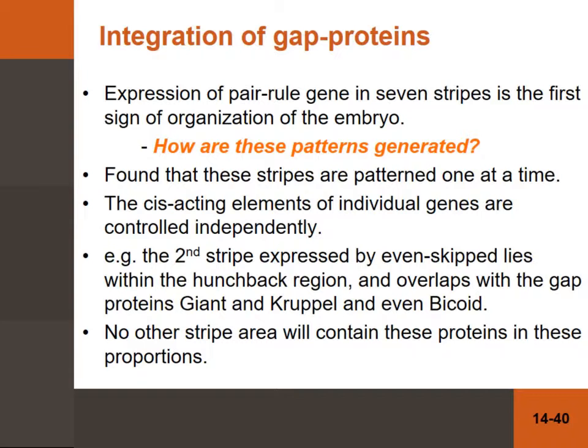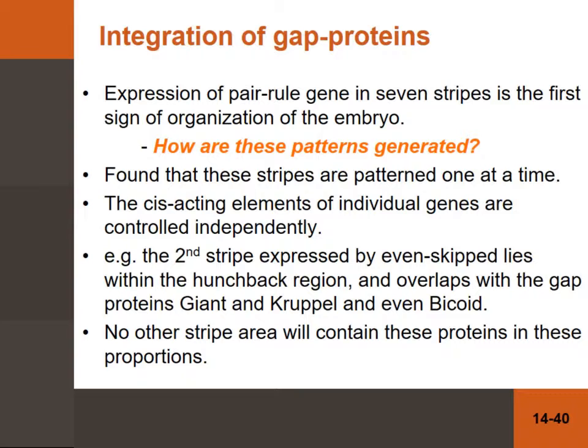We saw on one of the previous slides the expression of the pair rule gene in 7 stripes within the embryo, and this is actually the first sign of organisation of the embryo. So how are these 7 stripes actually generated? They found that the stripes are patterned one at a time, and the cis-acting elements of individual genes are controlled independently. So, for example, the second stripe is expressed by the gene even skipped, and that lies within the hunchback region.